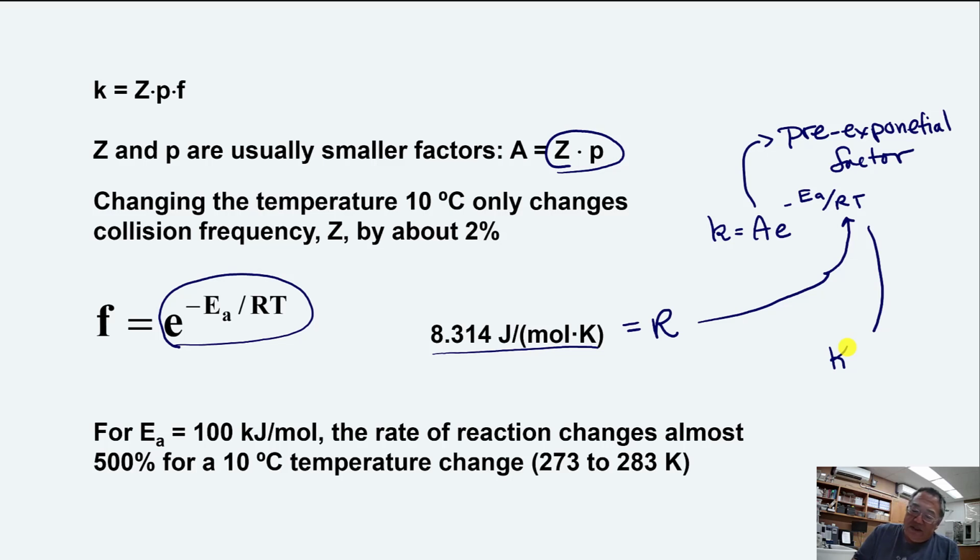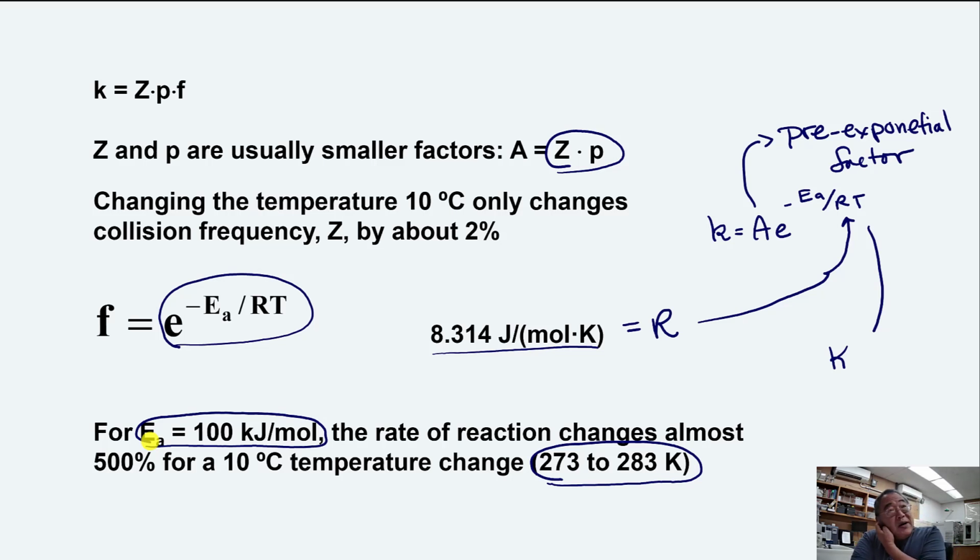Just to give you an idea of what's important and what's not: for a 10-degree change, 273 to 283 Kelvin, with an activation energy of 100 kilojoules per mole, which is actually a really large activation energy. Typically they're in the 30s or 40s, but I wanted round numbers. You get almost a 500% increase in the rate constant. So the reaction goes 5 times faster for a 10-degree temperature change.